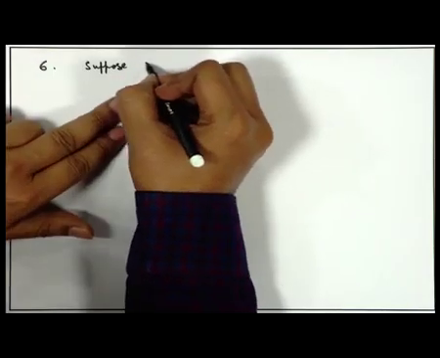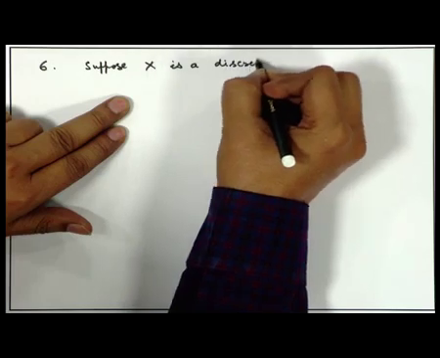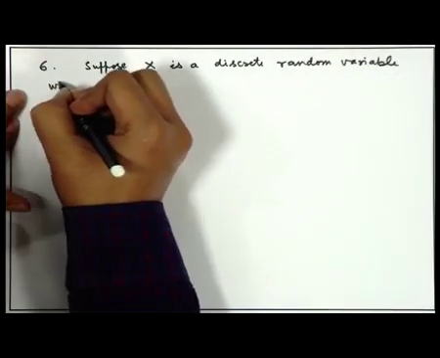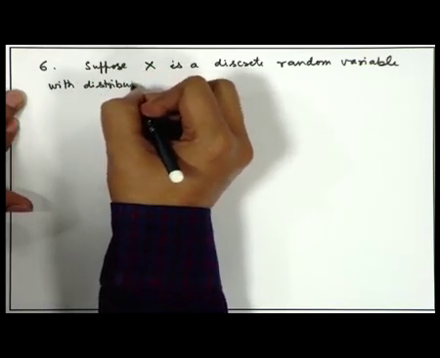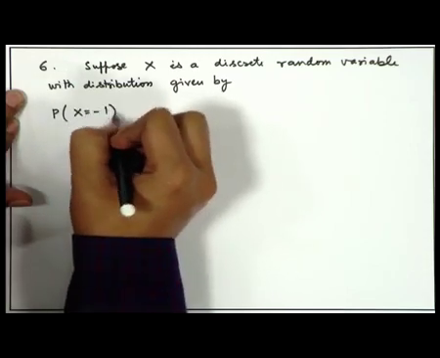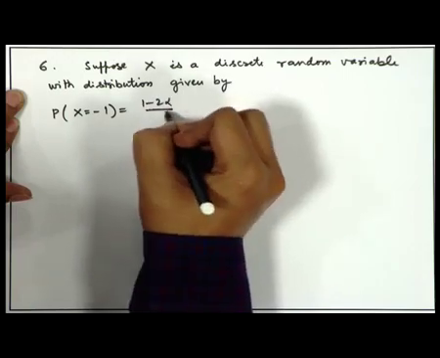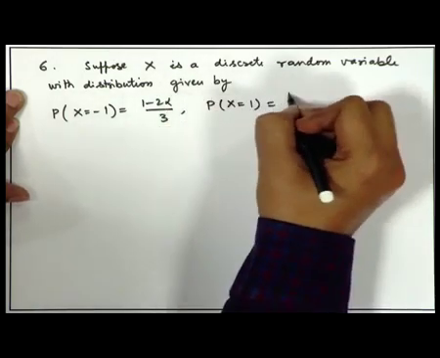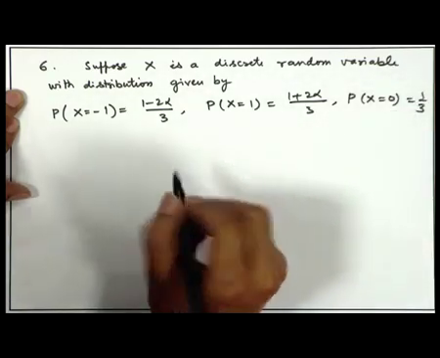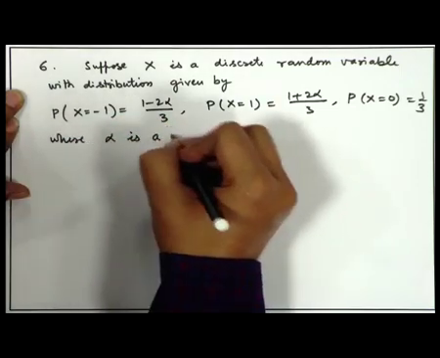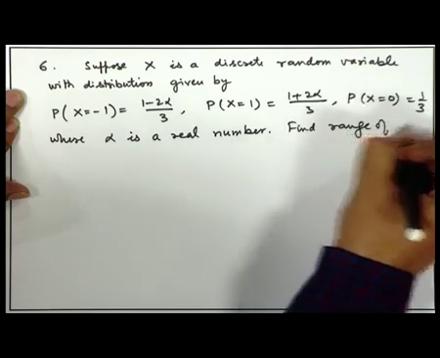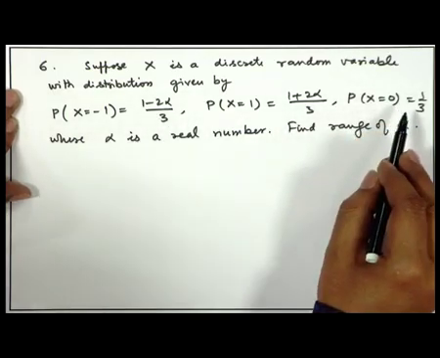Suppose x is a discrete random variable with distribution given by probability x equal to minus 1 is equal to 1 minus 2 alpha by 3, probability x is equal to 1 is equal to 1 plus 2 alpha by 3, probability x is equal to 0 is equal to 1 by 3, where alpha is a real number. Find the range of alpha. That means for what values of alpha this is a proper probability distribution.